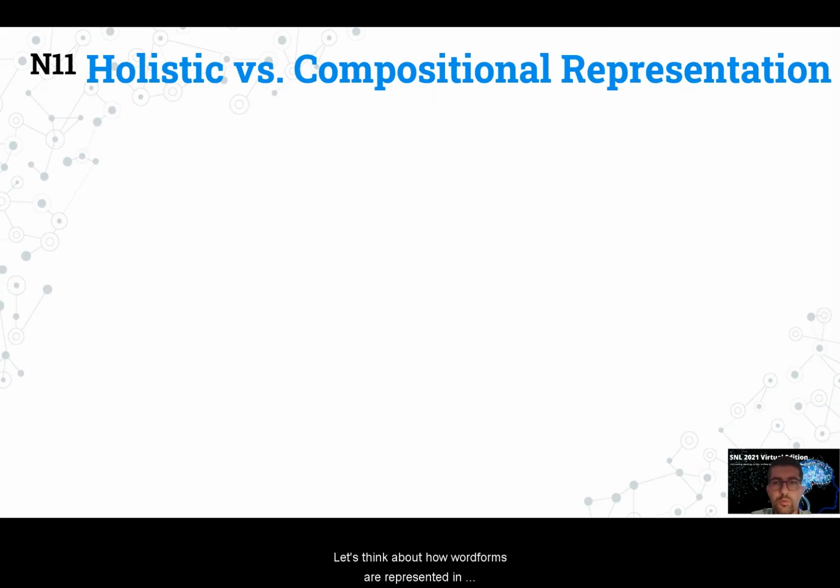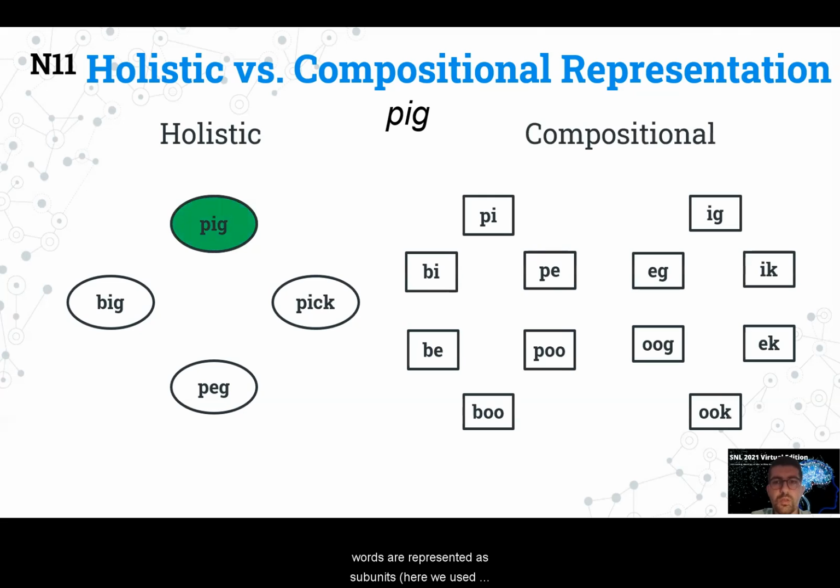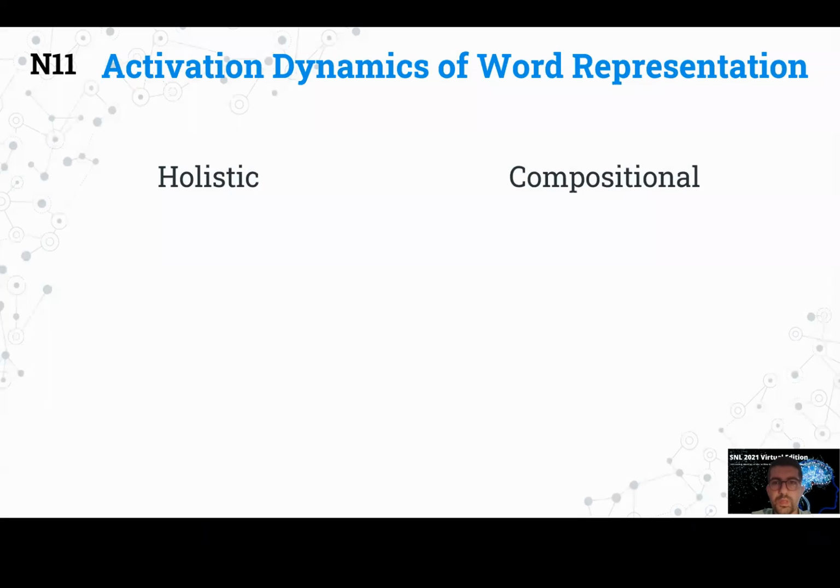Let's think about how word forms are represented in the brain. When we hear a word like pig, if there is holistic representation, words are represented as units. If there is compositional representation, words are represented as subunits. Here we use biphones for reference, but it can be syllables or any endphones.